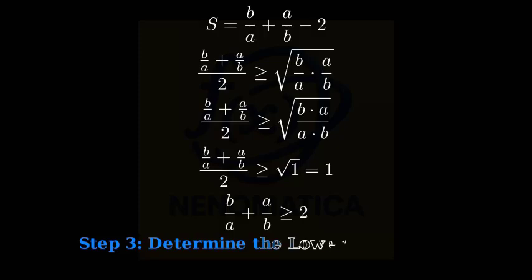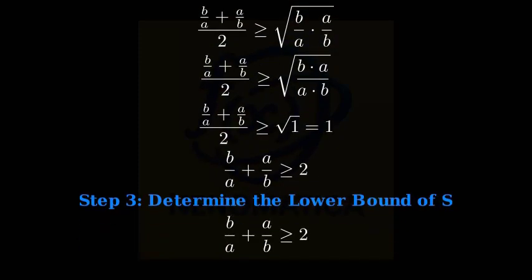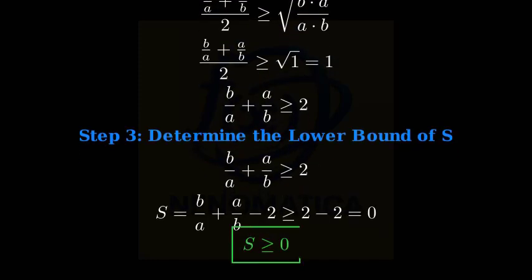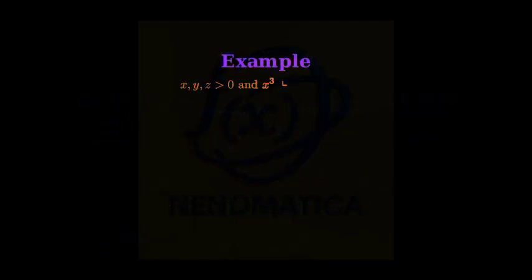Now, let's determine the lower bound of S. We have shown that b over a plus a over b is greater than or equal to 2. Substituting this into our expression for S, we get S equals b over a plus a over b minus 2, which is greater than or equal to 2 minus 2, which equals 0. Therefore, S is greater than or equal to 0. Let's start with our example problem.